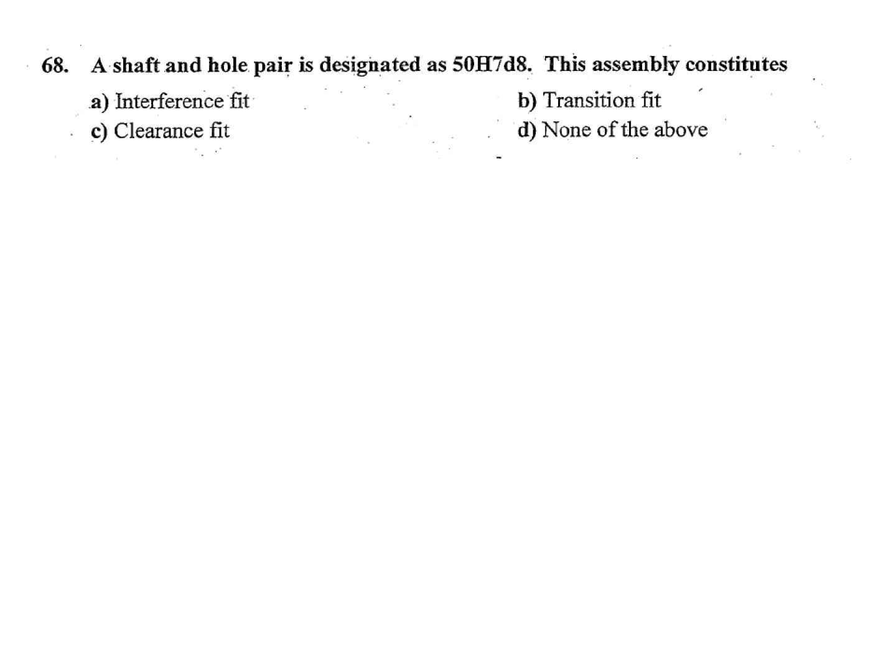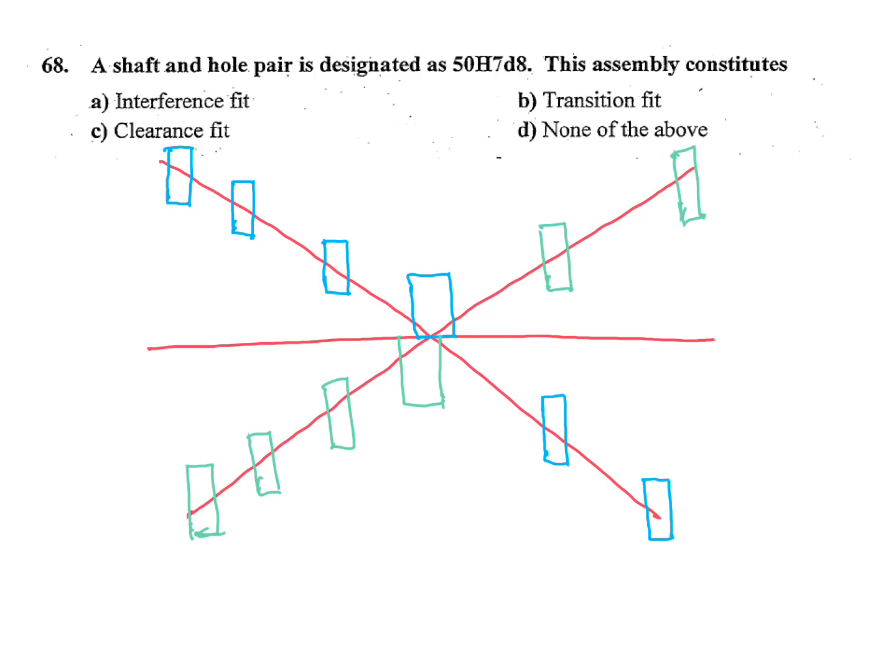ISRO question paper 2006 to 2016, production part 6. The question is: a shaft and hole pair is designated as 50H7D8. This assembly constitutes... the question given, 50H7D8. This one is the zero line, or basic line.